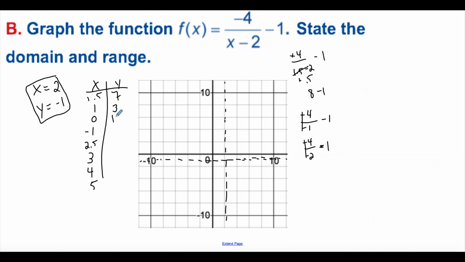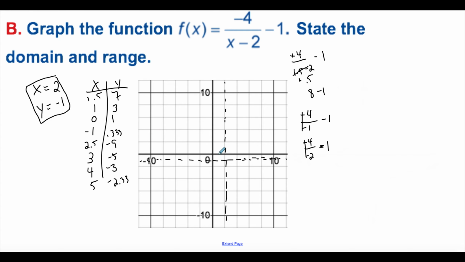And then we'll get the rest of the points here. So a negative 1 is a 0.3 repeating. And then a 2.5 is going to be a negative 9. A 3 will be a negative 5. A 4 is going to be a negative 3. And a 5 is going to be negative 2.3 repeating. Okay, you can get all these by using your calculator or by hand, whatever you want to do. After you get these values, then we just start graphing.